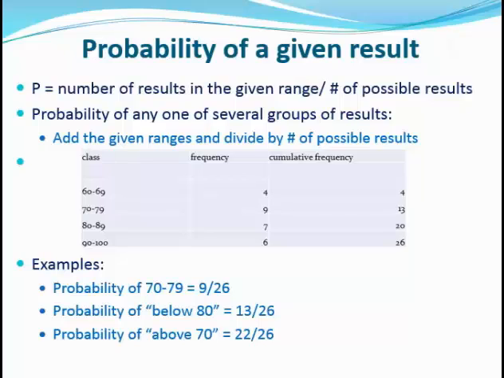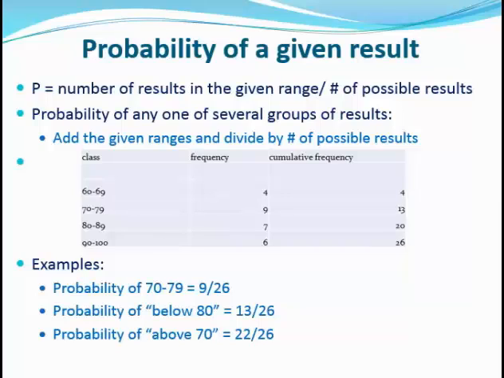Probability is the number of results in a given range divided by the number of possible results. For example, if you throw a die that has 6 sides, what are your odds of rolling a 3? Well, the answer is 1 in 6, because there's only one 3, and there are 6 possibilities. What are your odds of rolling either a 2 or a 3? Well, there are 2 possibilities that you're looking for, and 6 altogether, so your odds would be 2 out of 6.